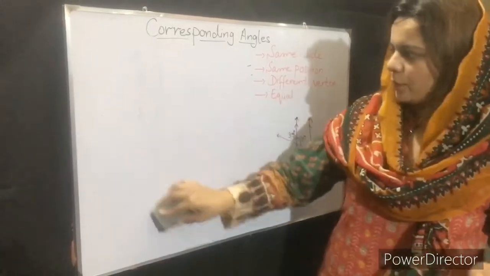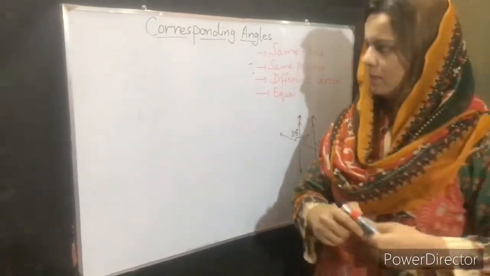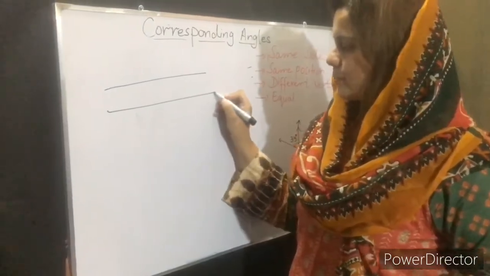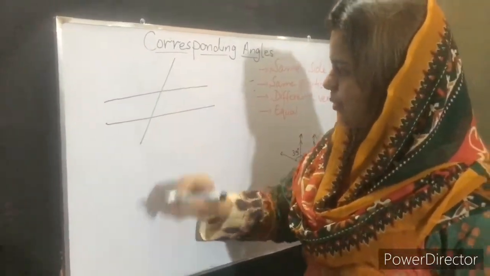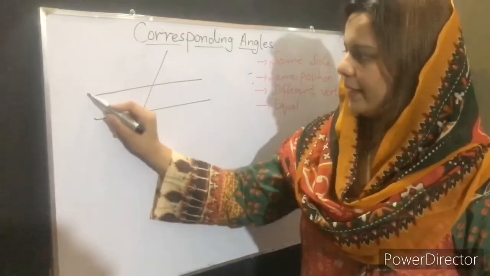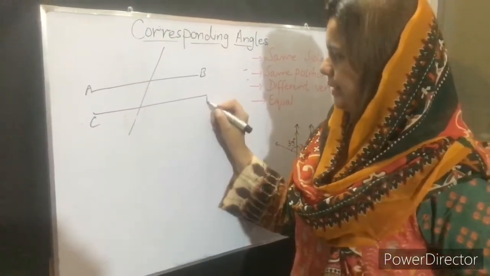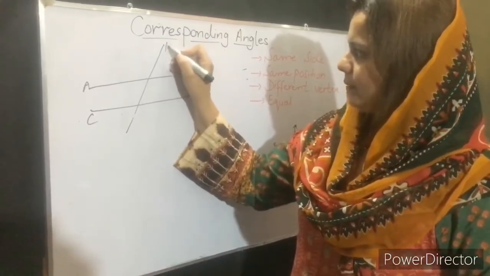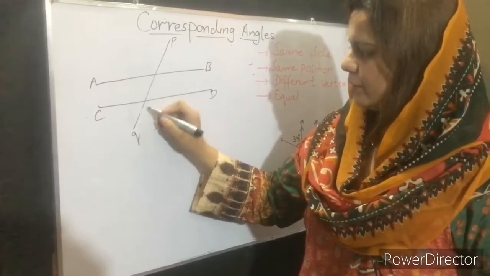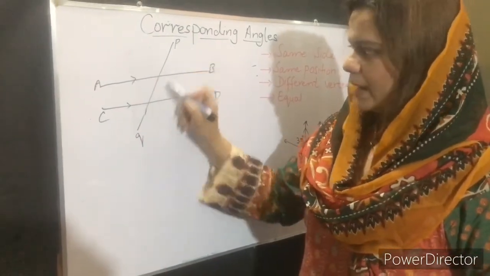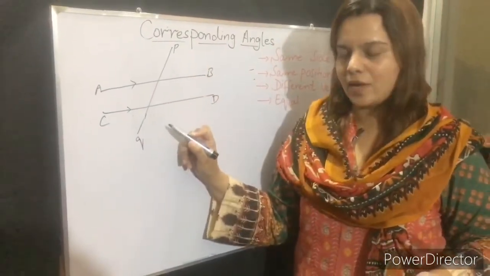After this we are going to discuss the transversal. When two parallel lines are intersected by one line, this line is called a transversal line. Like A and B, C and D, both are parallel lines. This line is P and Q. These are parallel lines intersected by one line, that is the transversal.